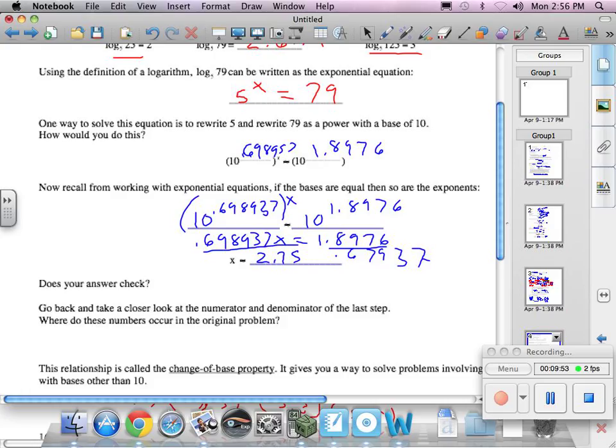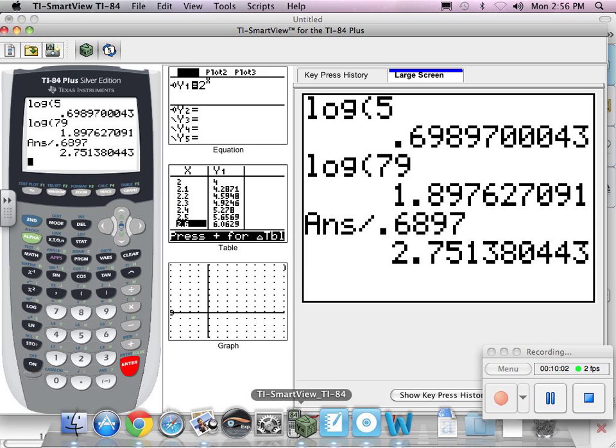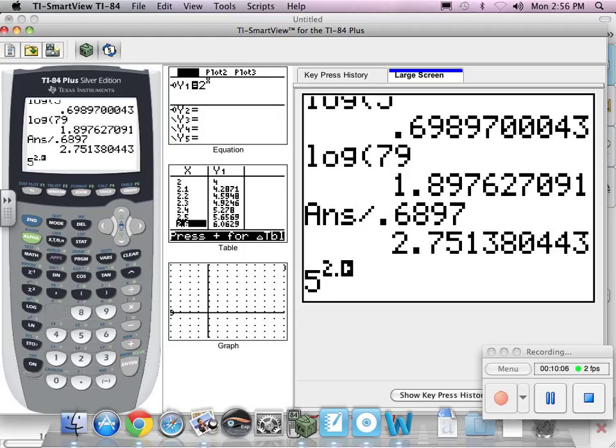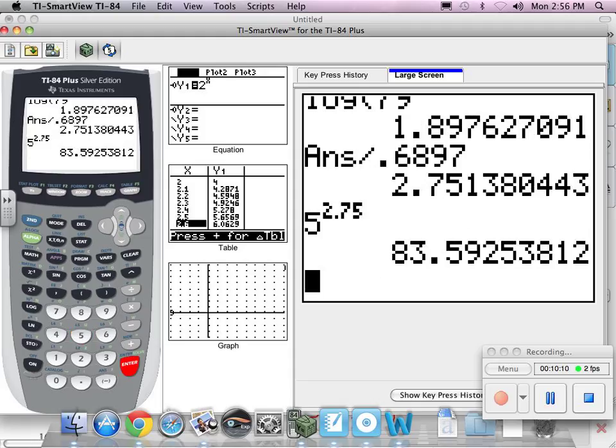Let's see. So remember we're going back up here and we're saying 5 to this power 2.75 should equal 79. So 5 to the 2.75, and there's going to be some rounding error, obviously, equals that number, which isn't really close to 79, is it? Did I round up?